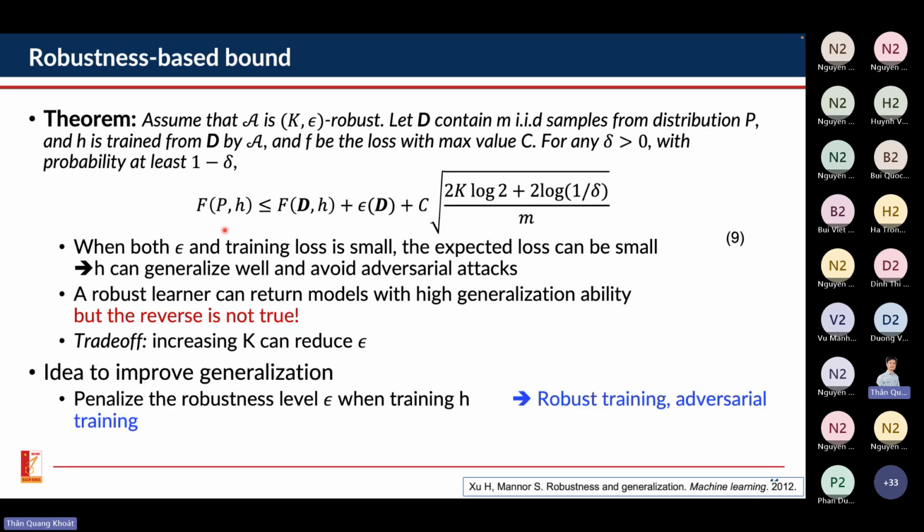Okay. So by this approach, there's one trade-off between the robustness and the way we divide the data space into a large number of areas. And from this theory, it can provide some idea to train a good model. For example, we should ensure that the learner is robust, right? And a trained model should be robust. And then by this theory, the model can generalize well, right? And also be robust and can deal well with adversarial attacks.